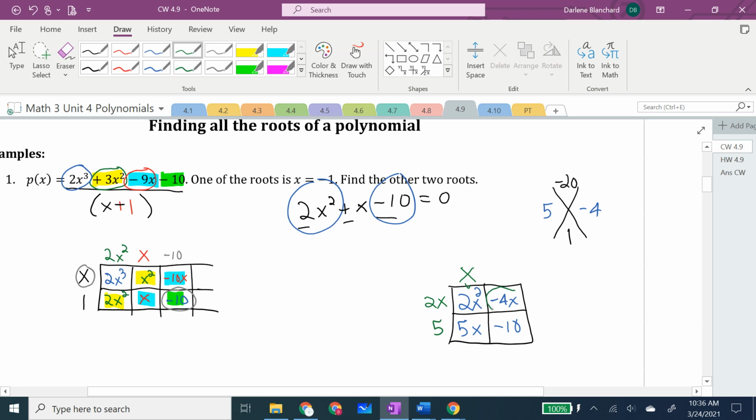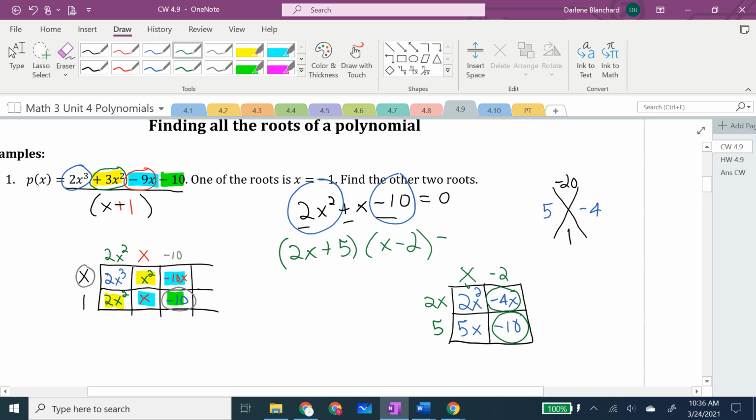Now I look over here at this negative 4x. 2x times what? Negative 2 will give me that. And then 5 times negative 2 is negative 10. Woohoo! Factored. So I have a 2x plus 5 and an x minus 2.